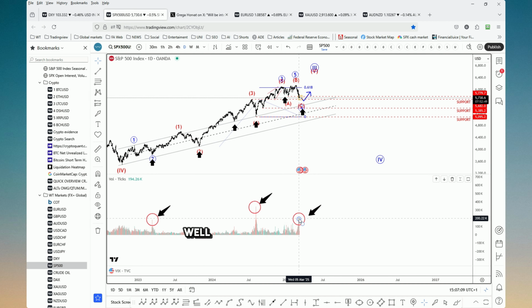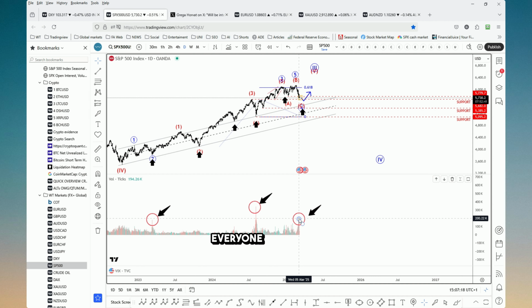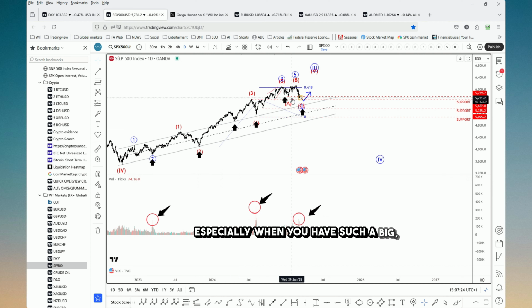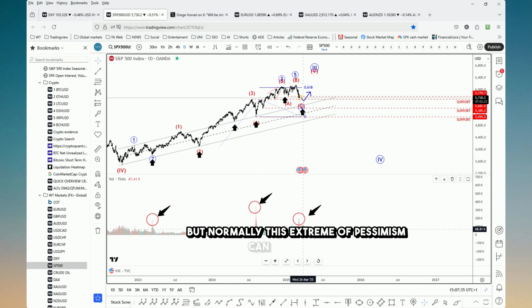And what this means, of course, in the stock market, usually the sharpest moves unfold when the market moves to the downside, because of fear. Everyone will try to look for potential selling of their holdings, especially when you had such a strong move to the downside. But usually if this moves into an extreme, you will see a spike in volume. Normally this extreme of pessimism can suggest that we are approaching the end of this corrective cycle.